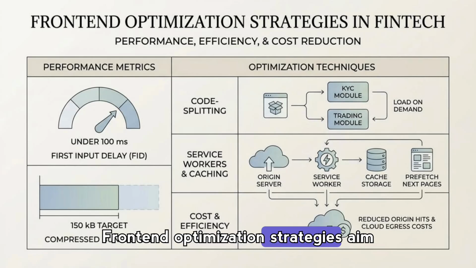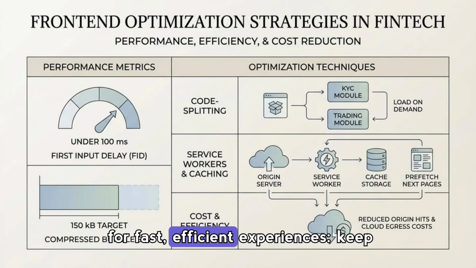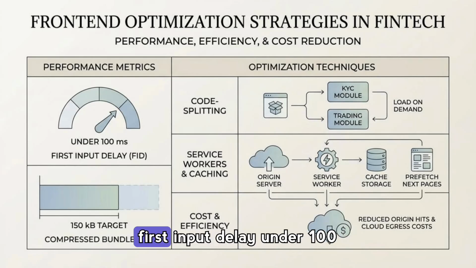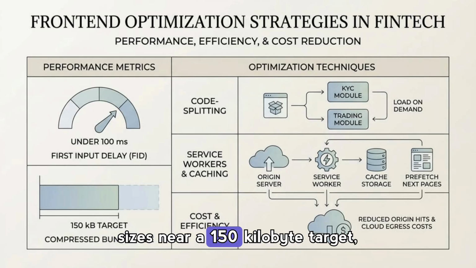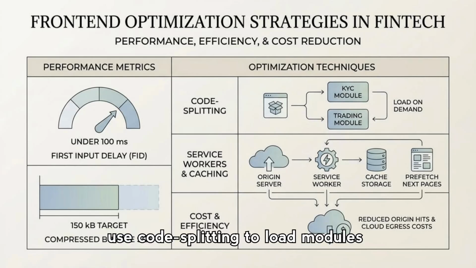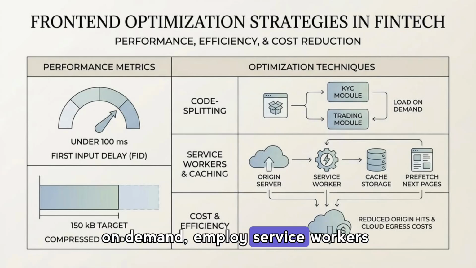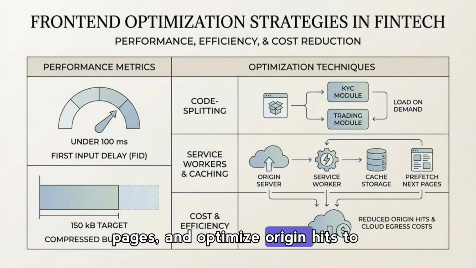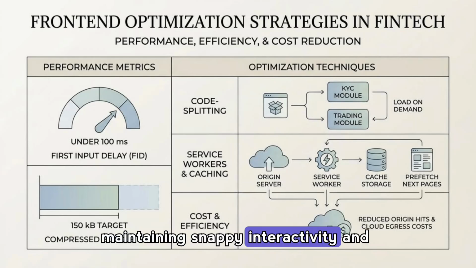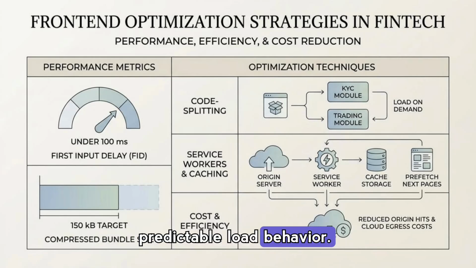Front-end optimization strategies aim for fast, efficient experiences. Keep first input delay under 100 milliseconds and compressed bundle sizes near a 150 kilobyte target. Use code splitting to load modules on demand, employ service workers for caching and prefetching next pages, and optimize origin hits to reduce cloud egress costs while maintaining snappy interactivity and predictable load behavior.